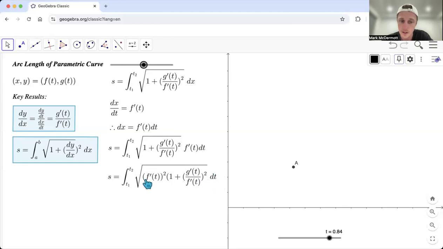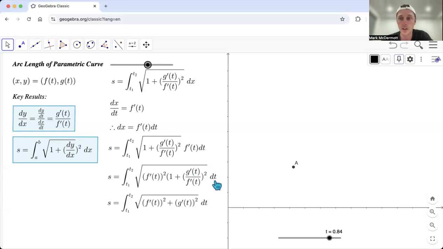dt. Okay, expanding that f dash of t squared into the brackets, we get f dash of t squared. So multiply that by that gives us f dash of t squared. Okay, plus, all right, f dash of t squared multiplied by g dash of t on f dash of t squared. The f dash of t's cancel out, so you're just left with g dash of t dt.